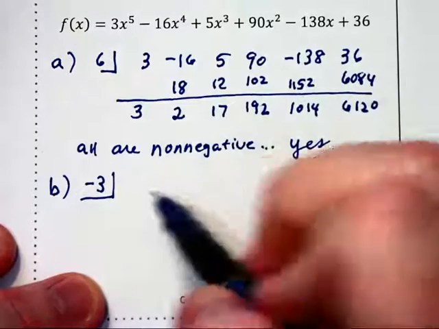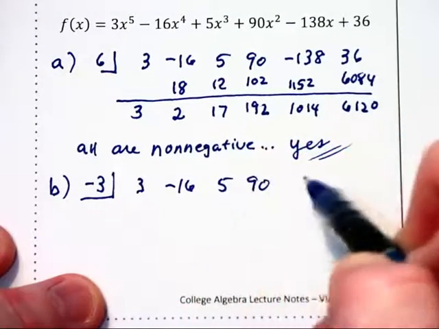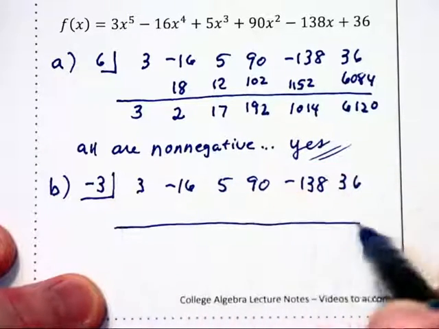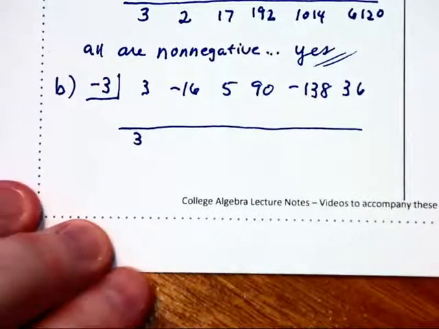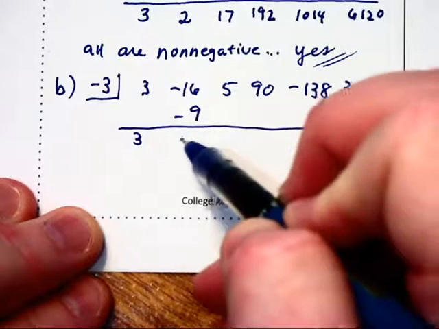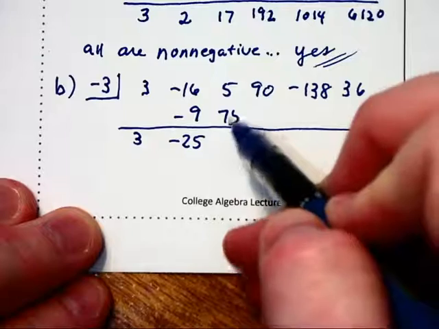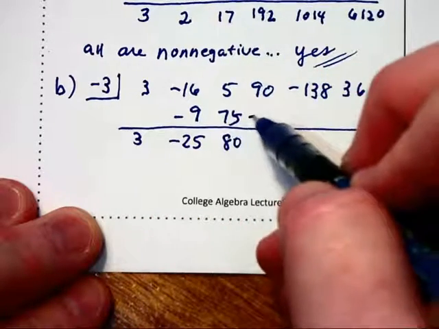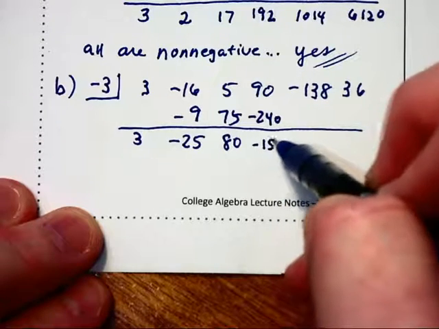Now for the lower bound, for -3, we try the same thing. Substitute -3 in. Here's our polynomial all over again, rewritten here. And bring down the first number, 3. Slide that up there. Here we go. -3 times 3 is -9. Add down to get -25. -3 times -25 is 75. Add it to the 5 up top to get 80. -3 times 80 is -240. Add it to the 90 up above to get -150.